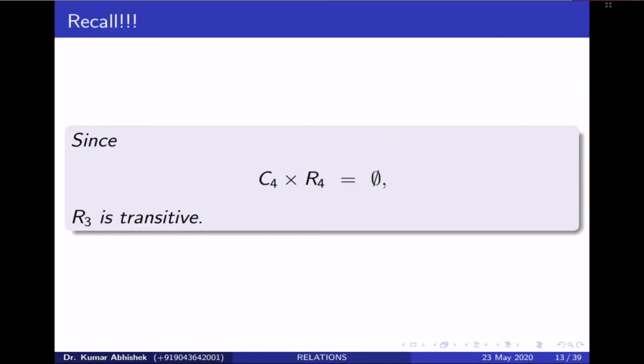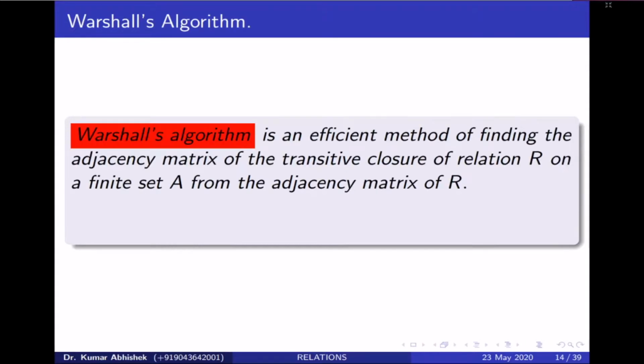The method we have described here is Warshall's algorithm, and Warshall's algorithm is basically an efficient method for finding the adjacency matrix of the transitive closure of a relation R on a finite set A from the adjacency matrix of the relation R.